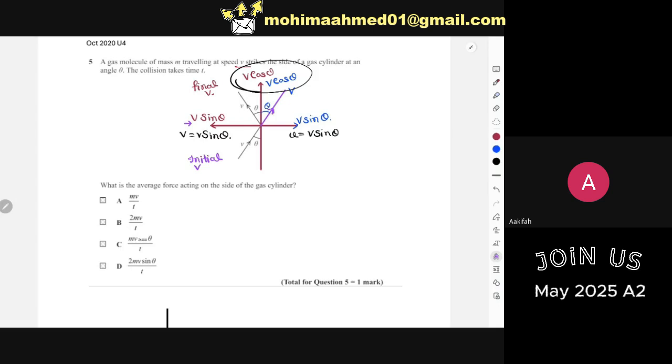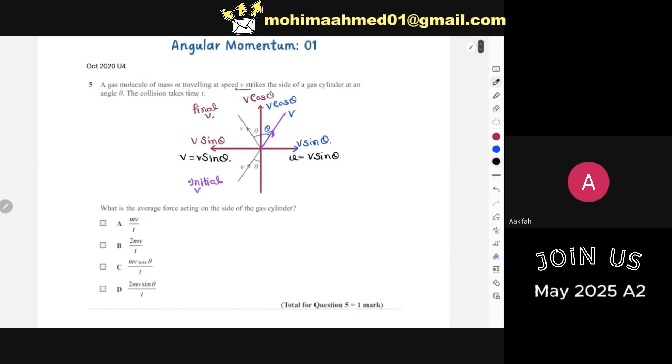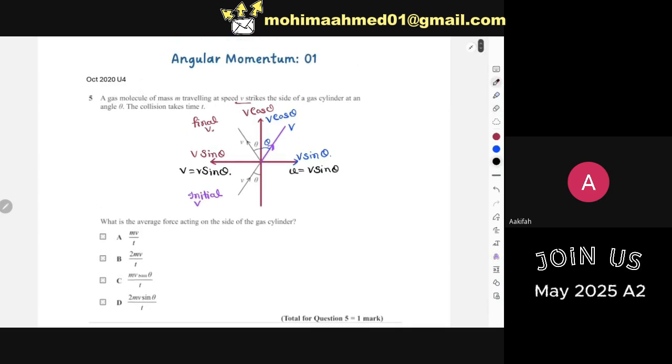So if I start working with this, let's understand why this vertical component will not give you anything. In this situation, again, I have to use, I think it was derivation 2. I'm not quite sure.